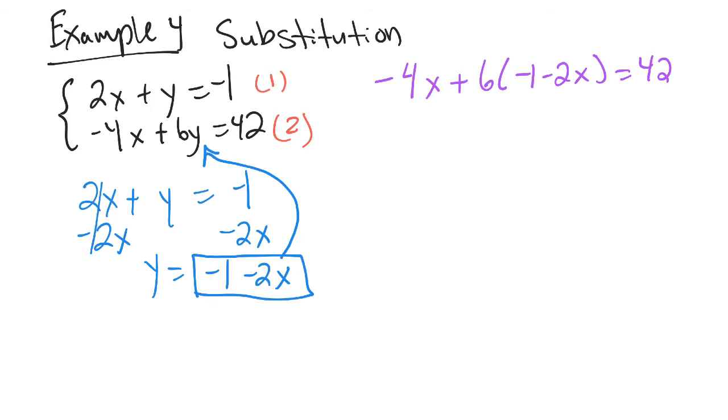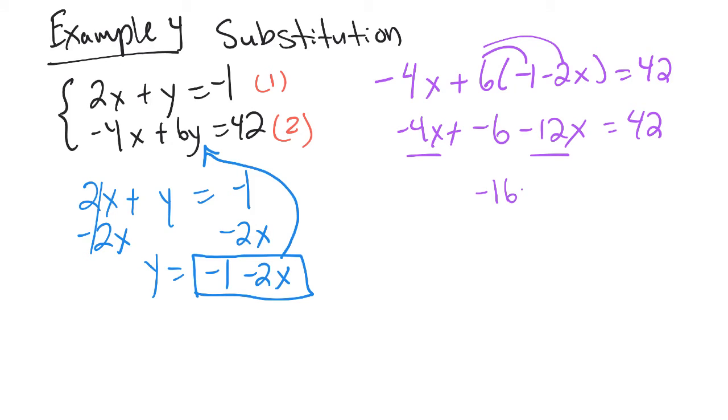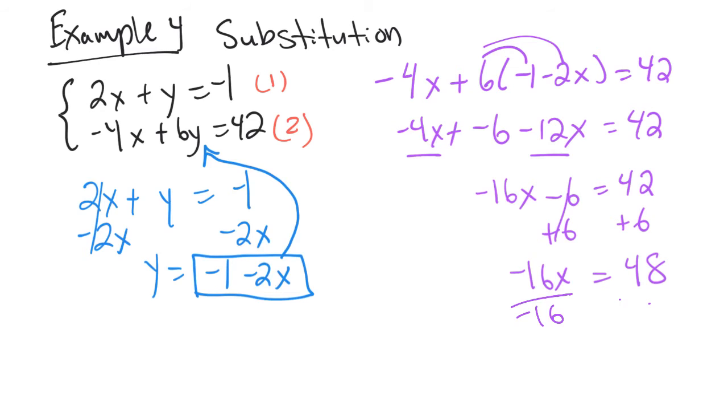Now we have an equation that just has x in it, and we know how to solve these. So let's see, -4x plus, multiply that. All right, combine like terms there. -16x minus 6 equals 42. Add 6, add 6. And then divide by -16. And we find that x equals -3.